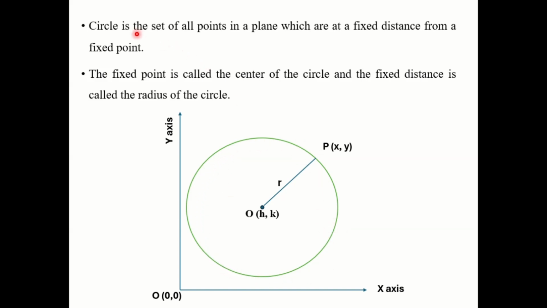A circle is the set of all points in a plane which are at a fixed distance from a fixed point. That fixed point we call the center of the circle. The fixed distance we call the radius of the circle. P is any point on the locus of the circle whose coordinates are x and y, and the circle is a set of all points in a plane. This is the xy plane. Clear definition of circle? The fixed point is called the center of the circle and the fixed distance is called the radius of the circle.